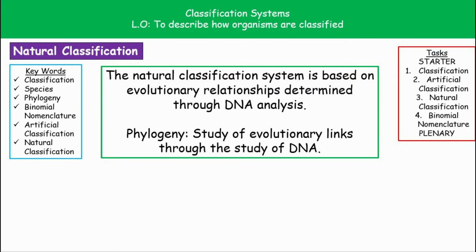The second type of classification system we can use is one called natural classification. Now, the natural classification system is based on these evolutionary relationships, and we work these out through analysing the DNA of all these different organisms. Now, there is a branch of science called phylogeny, which is where we're studying the evolutionary links through studying their DNA. So this is obviously a relatively new branch of science, because you go back just 70 years, we had no clue what DNA even really was.